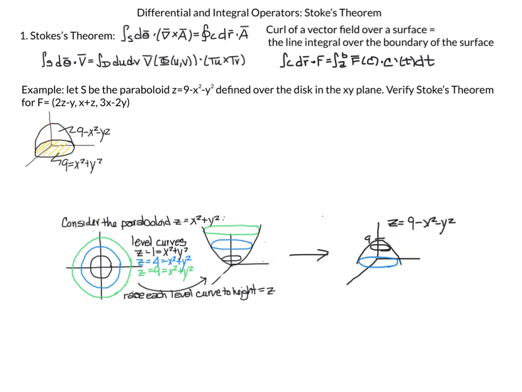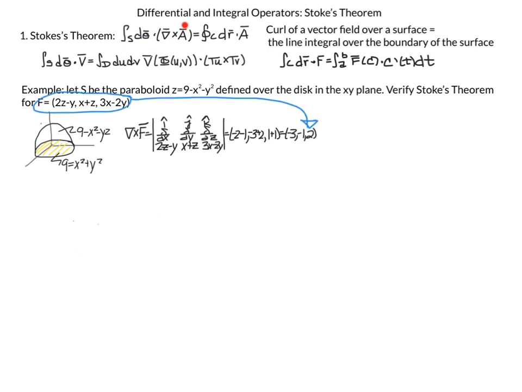And now we can continue on to the problem of verifying Stokes' theorem by calculating, we'll start by calculating the left-hand side of the equation. And the first thing I'm going to do is my cross product. So my del cross F is going to be my i, j, k, directions, d/dx, d/dy, d/dz, and then I'll have 2z minus y, x plus z, and 3x minus 2y. When I do this calculation, I'm going to get the vector (-3, -1, 2).